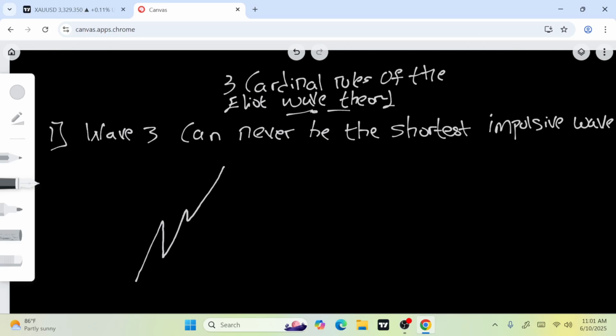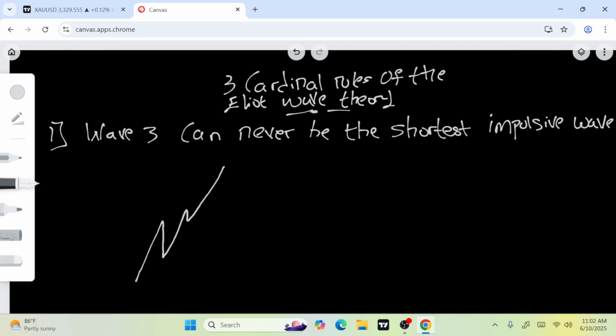Exactly. Now look at this. Your wave 3 can never be the shortest. Look at this wave 1. Boom. Now look at this wave 3. If this wave 3 is longer than this wave 1, and the rule states that it can never be the shortest. Now because of this small pullback you are seeing, you are not calling this wave 3, wave 4, wave 5. No.